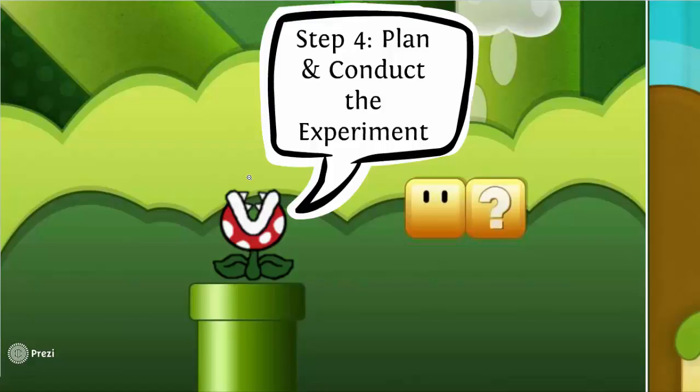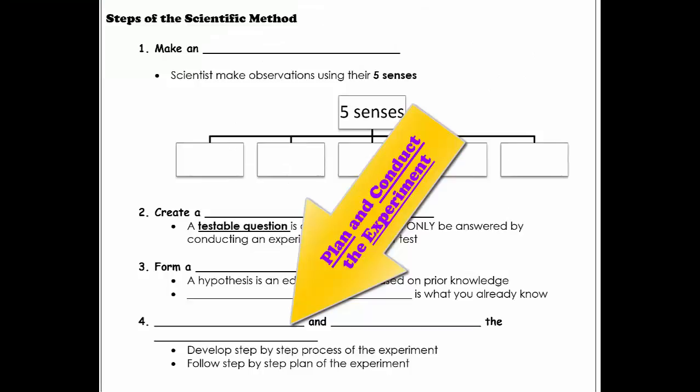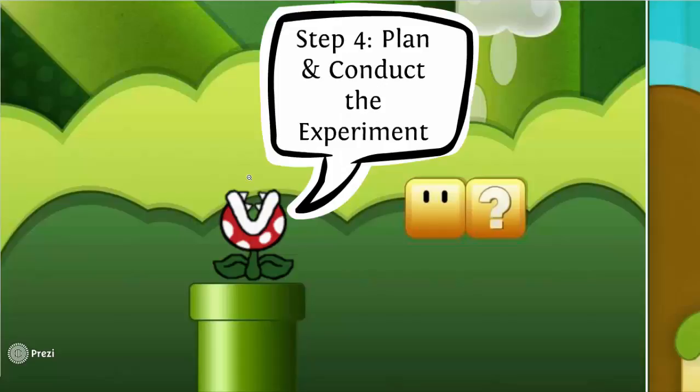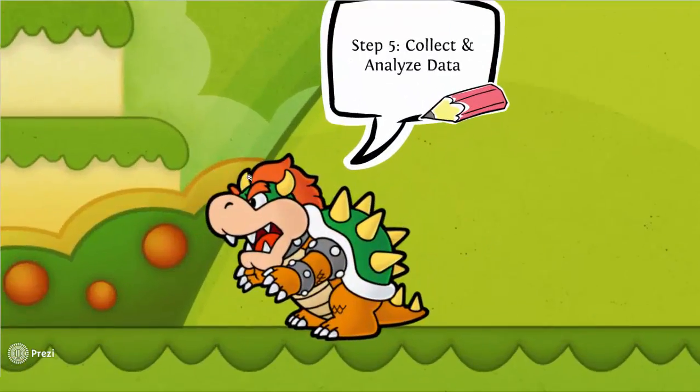The fourth step of the scientific method is to plan and conduct the experiment. Go ahead and pause the video and fill that in your notes now. Great job. When you plan and conduct the experiment, you're creating the step-by-step process for your experiment. After you create the steps, you're then going to follow those steps.